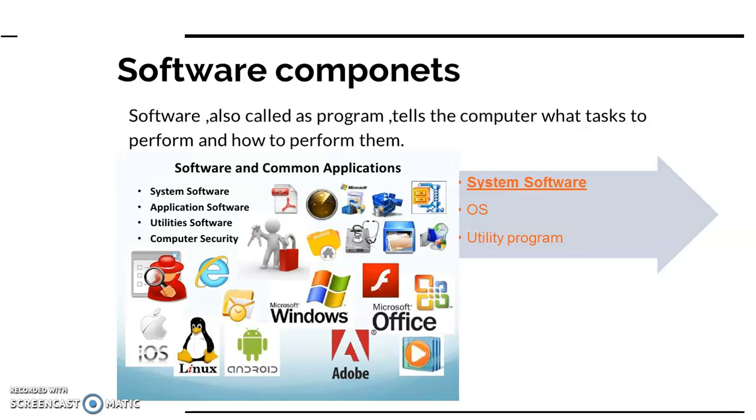For example, the Windows operating system. What is that? The operating system, that is your system software, is a collection of programs dedicated to managing the computer itself. That means the core function of system software is to manage your computer itself. So your system software can be an operating system or utility programs.